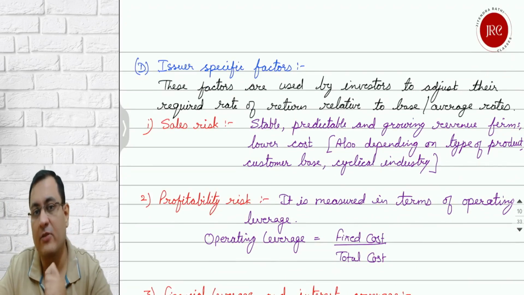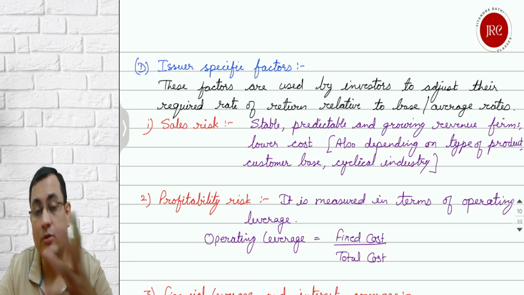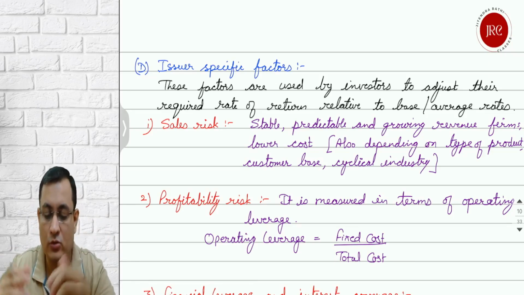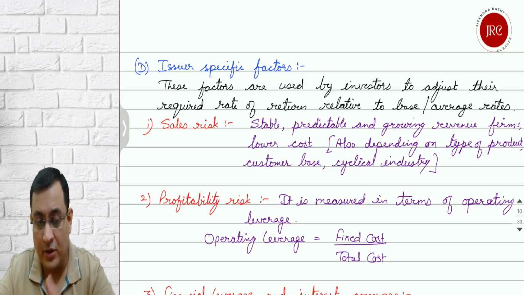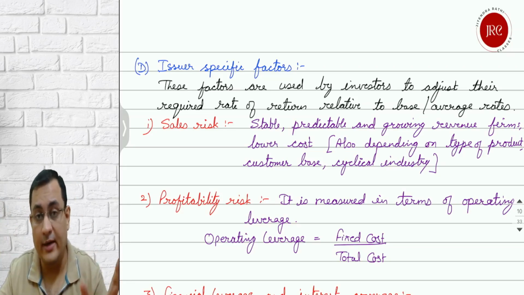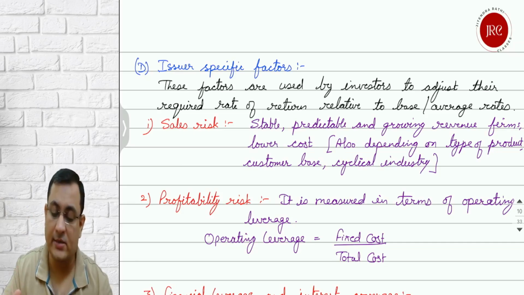Issuer specific factors include, number one, sales risk: your price elasticity of demand, income elasticity of demand, cross elasticity of demand, how much your sales is uncertain. So that is the first risk which is related to a particular issuer, not to the overall industry. And if the risk is high, investors' expectation will be high. If the risk is low, investors' expectation is low.